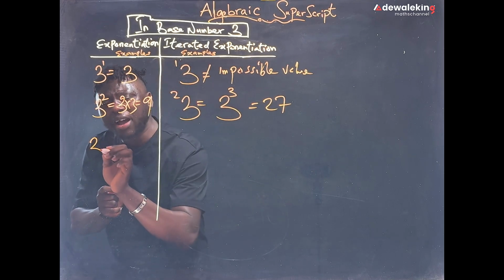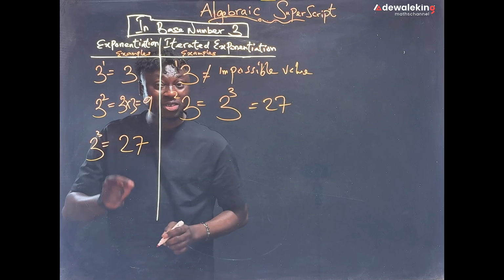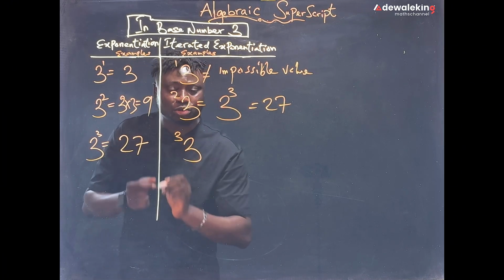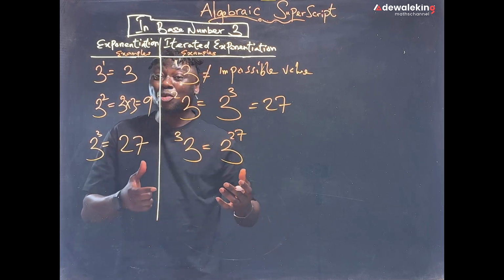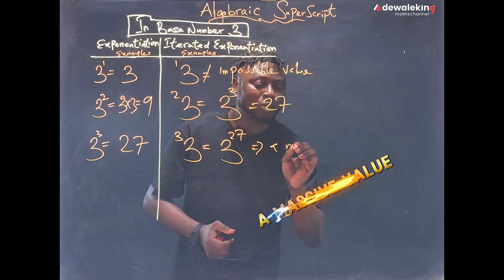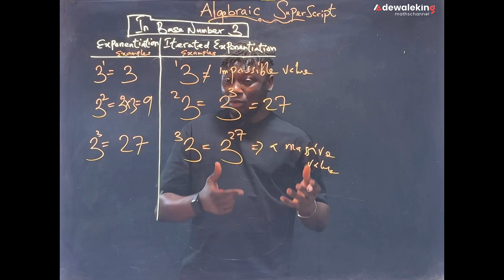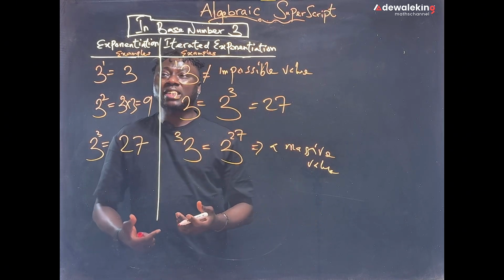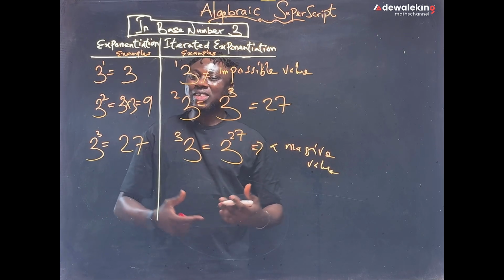So if we have 3 raised to the power 3, this will give us 27 because this is 3 times 3 times 3. But 3 tetration 3 will give us 3 raised to the power 27. Oh my God, this is a very big number. This is a massive value that this will give us. So this is a way of explaining exponentiation and iterated exponentiation examples.